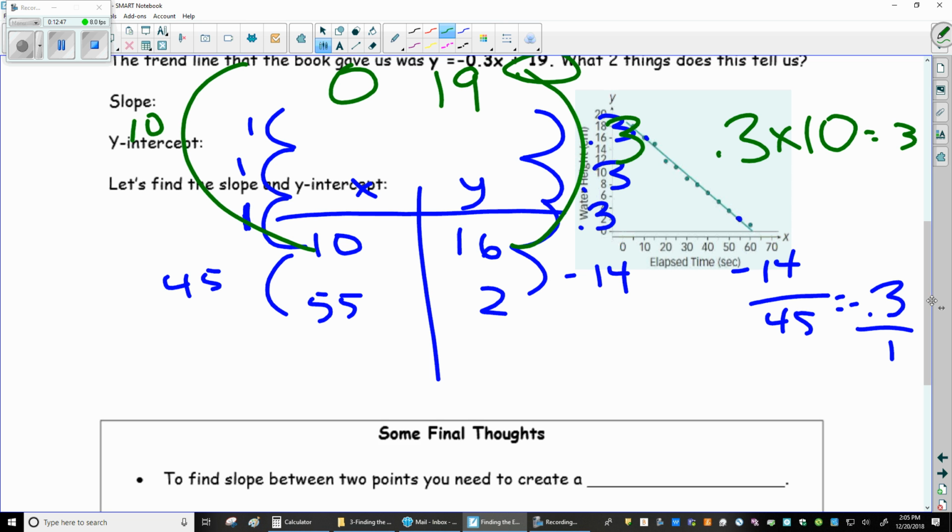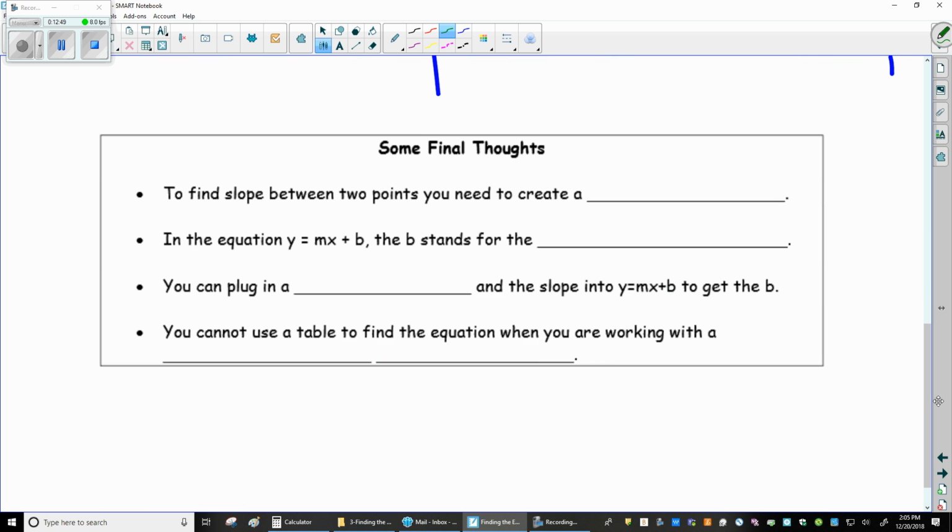The final thoughts. To find slope between 2 points, we need to create a table. In the equation y equals mx plus b, b is the y-intercept.